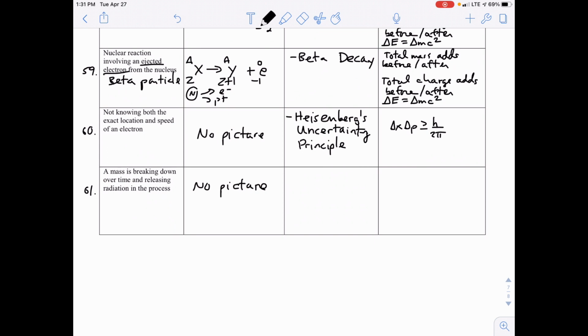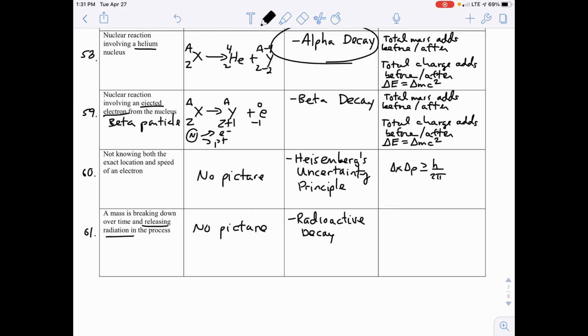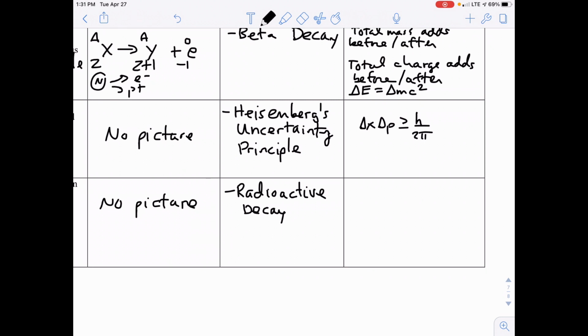Lastly, let's say we have a mass that's breaking down over time and releasing radiation in the process. Well, releasing this is a radioactive decay concept. Specifically this is alpha decay and beta decay, but if we're talking about just a generic radioactive decay, we're not focused on what type of particle, we're focused on the overall mass and how it's decaying. We take the amount of substance N is equal to the original amount of substance at time equals 0, e to the negative lambda t.